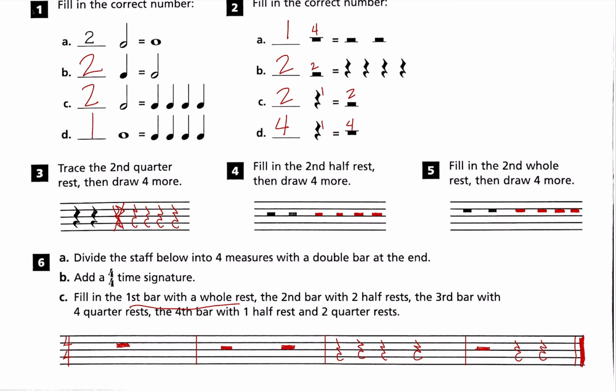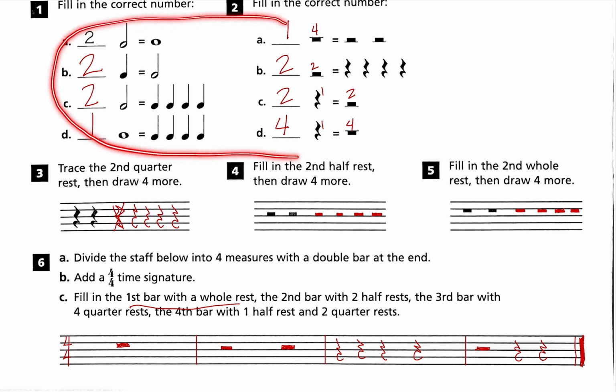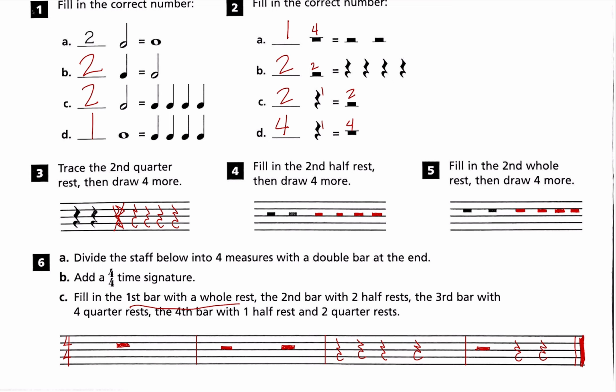That's it. The stuff at the top is really the most important, making sure that we understand how all of these values fit together and what the ratios are between them. This is just practice, getting it under your hands. And then here, basically I'm just seeing, can you follow directions? Whole rest, half rest, 4 quarter rests, half rest, 2 quarter rests. Make sure yours matches mine and go ahead and submit it on Canvas.